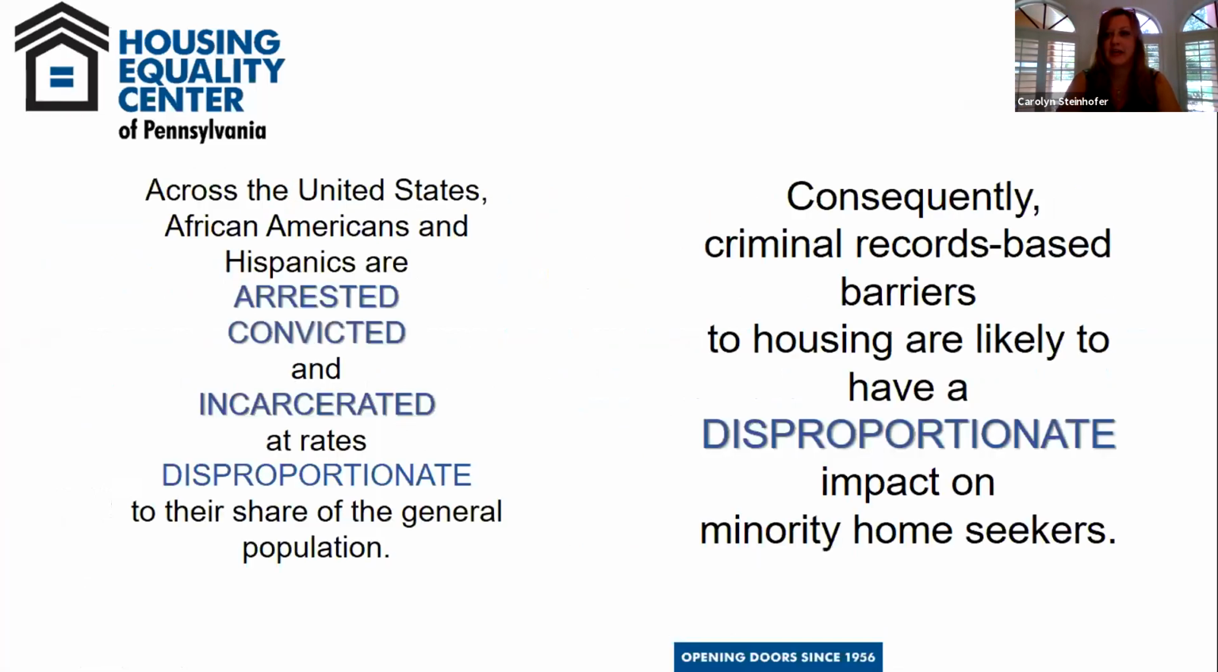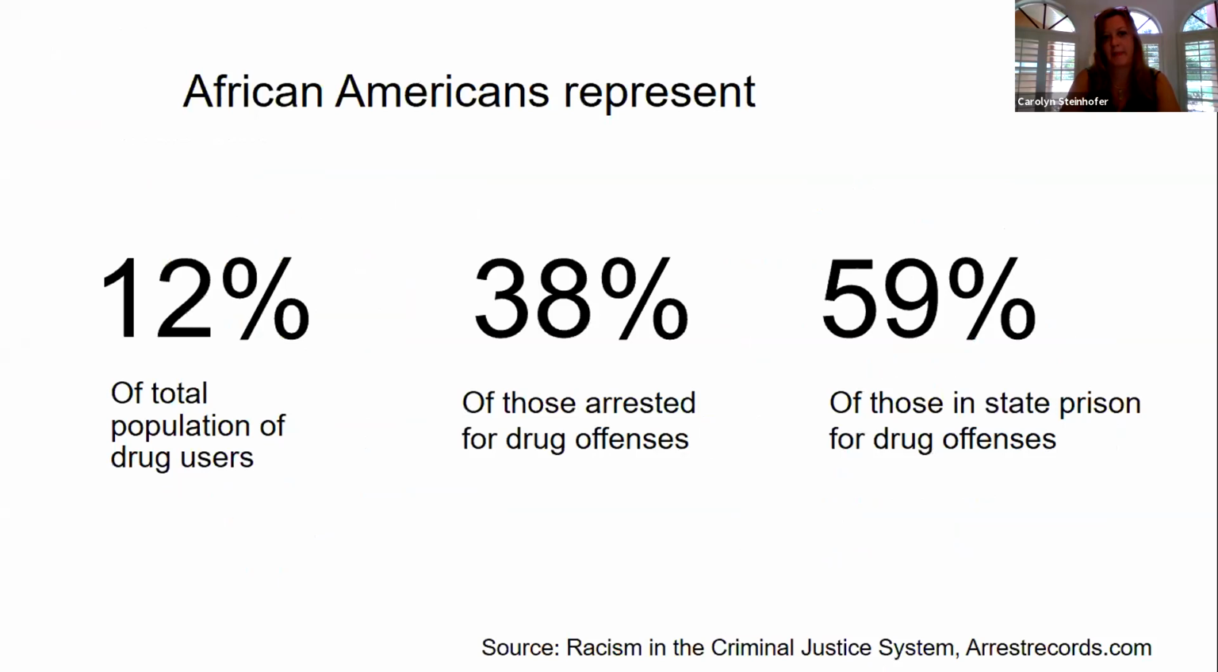And across the United States, African Americans and Latinos or Hispanics are arrested, convicted, and incarcerated at rates that are disproportionate to their share of the general population. So consequently, criminal records-based barriers to housing are likely to have a disproportionate impact on minority home seekers. For example, African Americans represent 12% of the population of drug users. However, they represent 38% of those arrested for drug offenses and 59% of those in state prison for drug offenses.